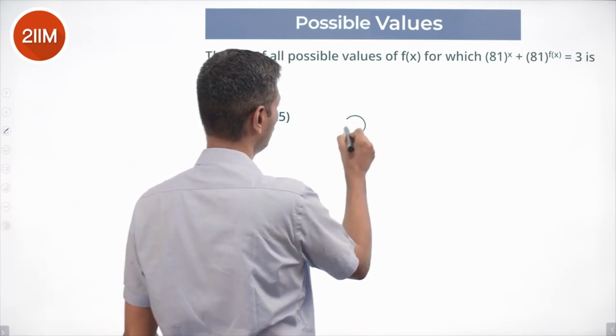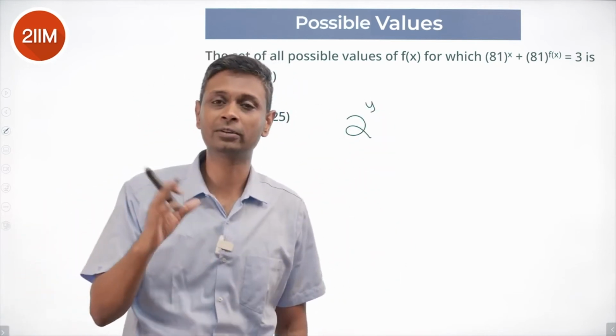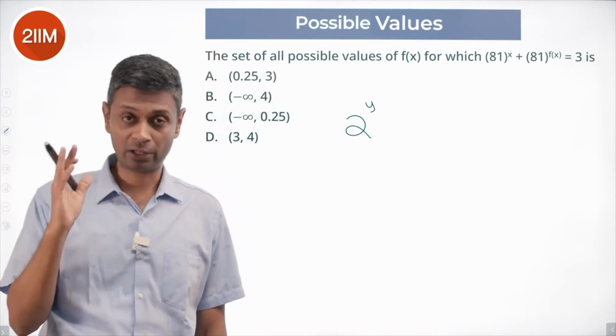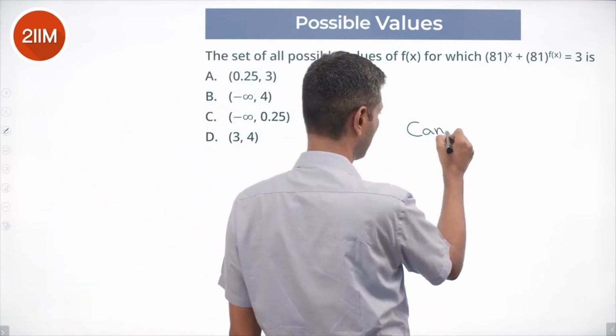Suppose I say 2 power y. Just dealing with the 2 power y. Y can take any value. 2 power y cannot be negative.